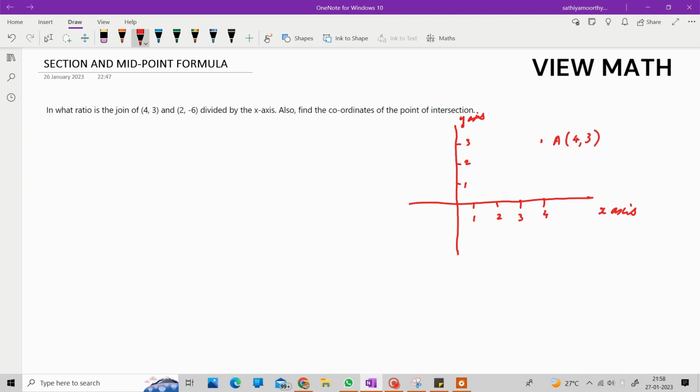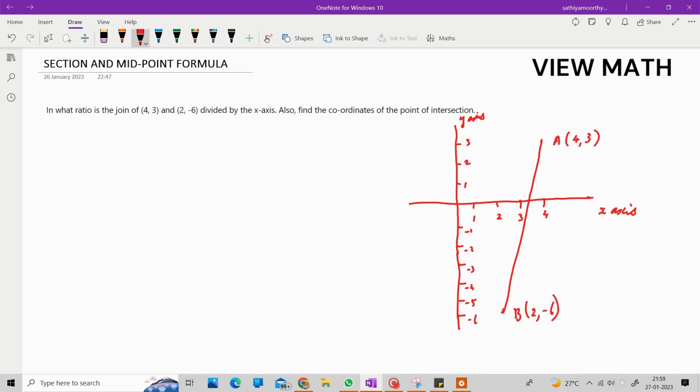Next (2, -6). 1, 2, 3, 4, 5, 6. Minus 1, minus 2, minus 3, minus 4, minus 5, minus 6. Now (2, -6) is here. Now I'm going to draw the line. I'm going to join these two points. Now this is my B. It is (2, -6).